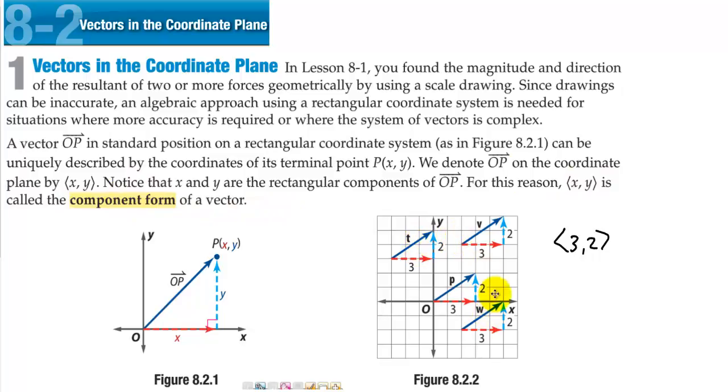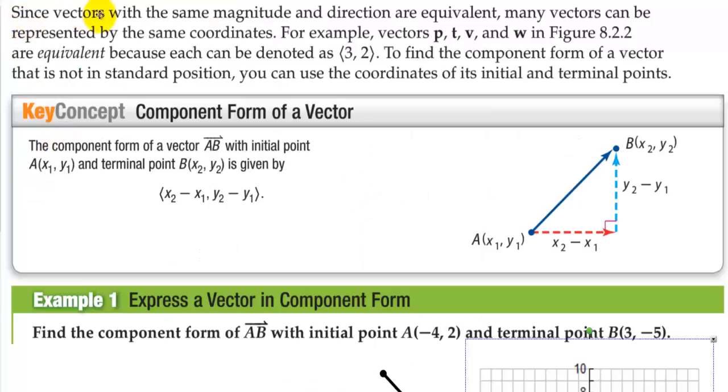Now, vectors don't have location. They only have length and they have direction. So saying that this vector is the vector ⟨3, 2⟩ is the same as saying this vector is ⟨3, 2⟩. It's really the same vector, even though it has a different location. Since vectors with the same magnitude and direction are equivalent, many vectors can be represented by the same coordinates. For example, vectors P, T, V, and W, the ones we saw in the previous diagram, are equivalent because each can be denoted as just ⟨3, 2⟩.